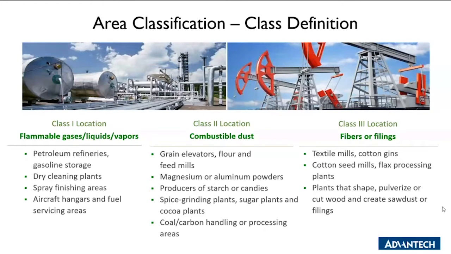And according to the NEC, there are three types of hazardous location categories: Class 1, Class 2, and Class 3. Class 1 refers to gas, vapor, or liquid. Class 2 refers to dust, combustible dust. And Class 3 locations refer to fibers and flyings.